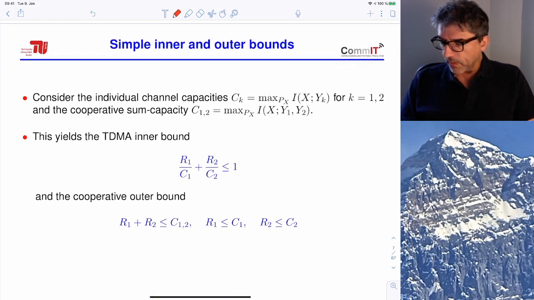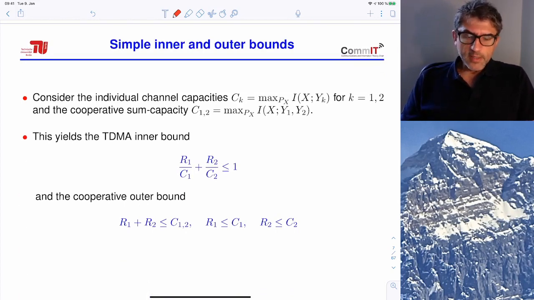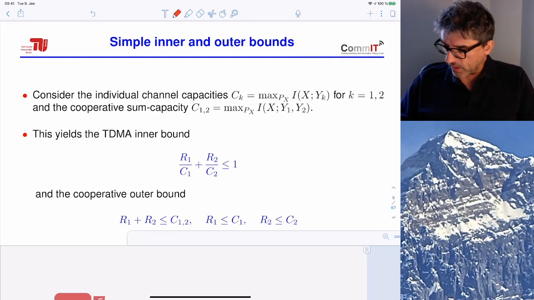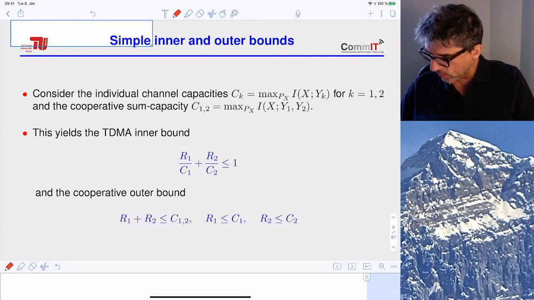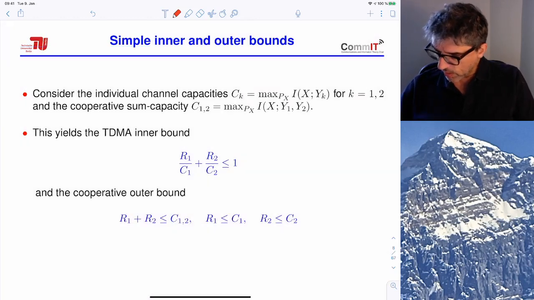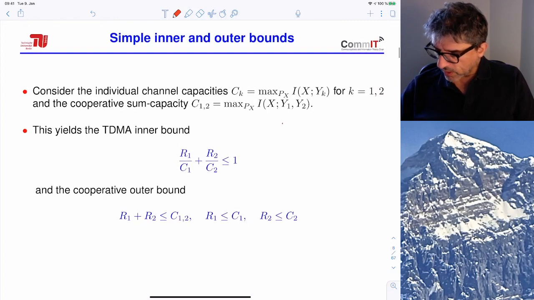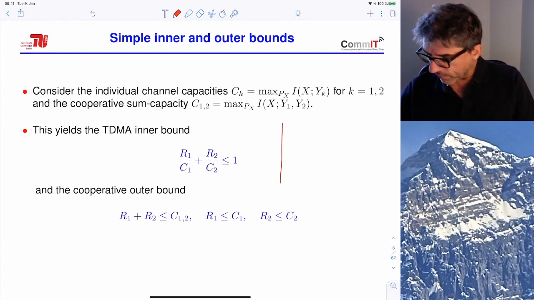Other simple inner and outer bounds for the broadcast channel are obtained by basically using the same approaches that we have already discussed for the MAC. So the first thing that comes to our mind is time sharing or TDMA. In time sharing, it's always the same story.